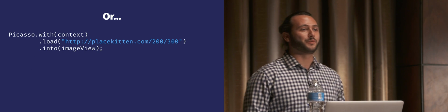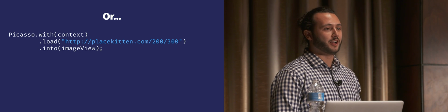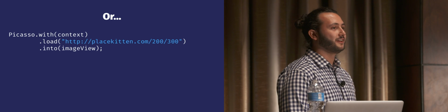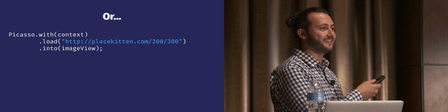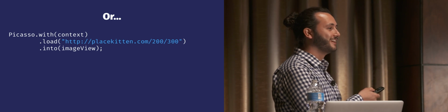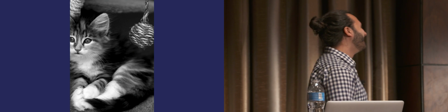With Picasso, this is what we get to do. We just pass in the context, the image URL, and the image view that we want to place it into. That's a real URL, by the way. Place kitten, all you need to do is pass in the dimensions, and it gives you a kitten of that size, like so. So Picasso is really friendly, which is really nice.